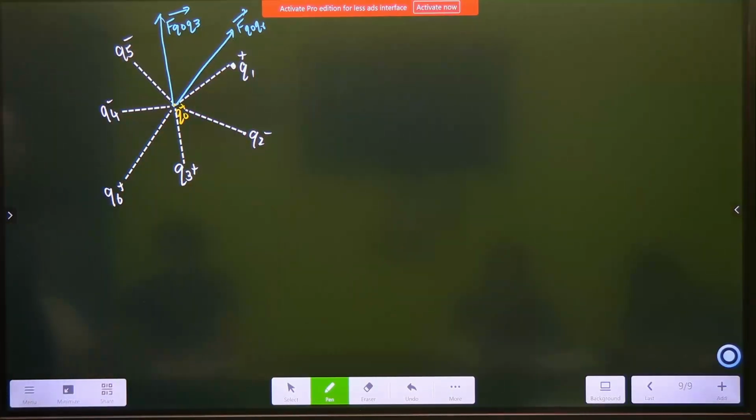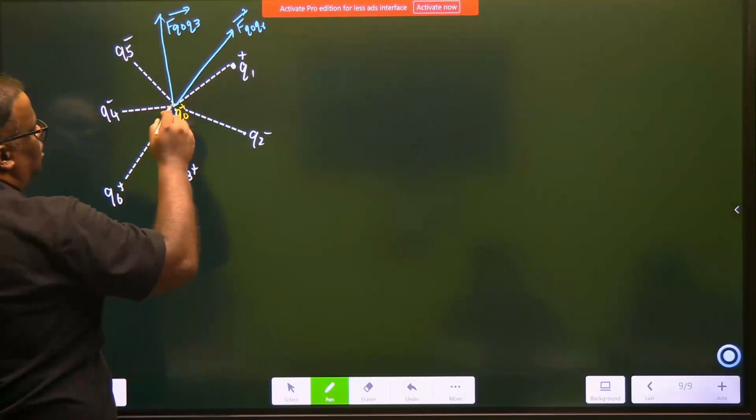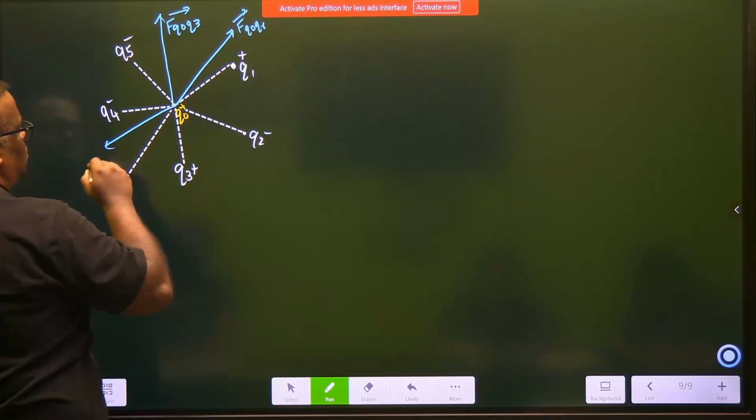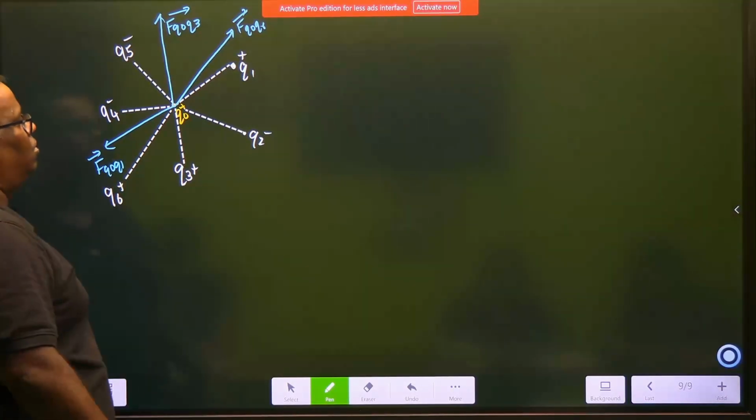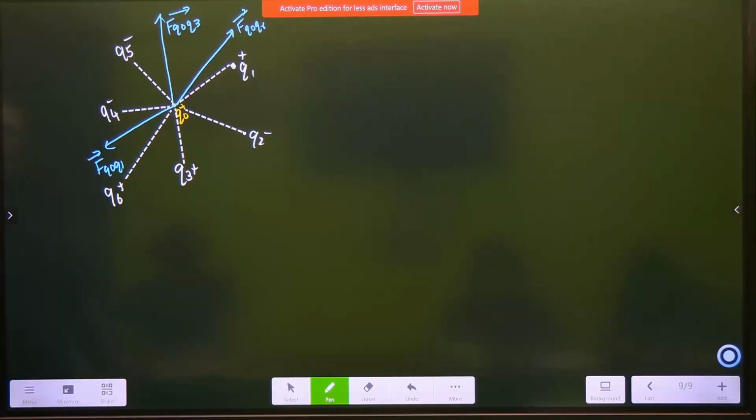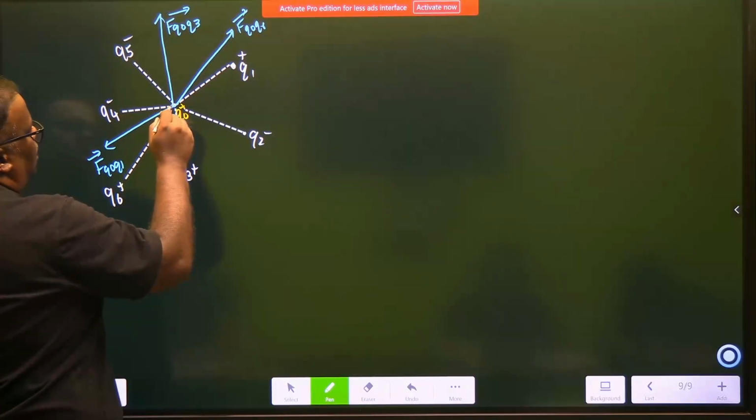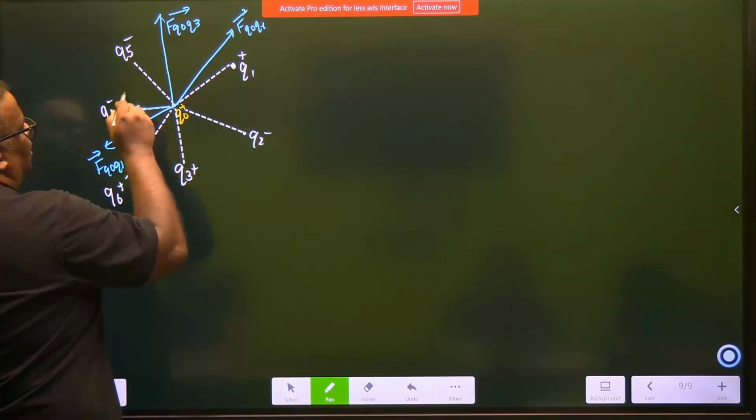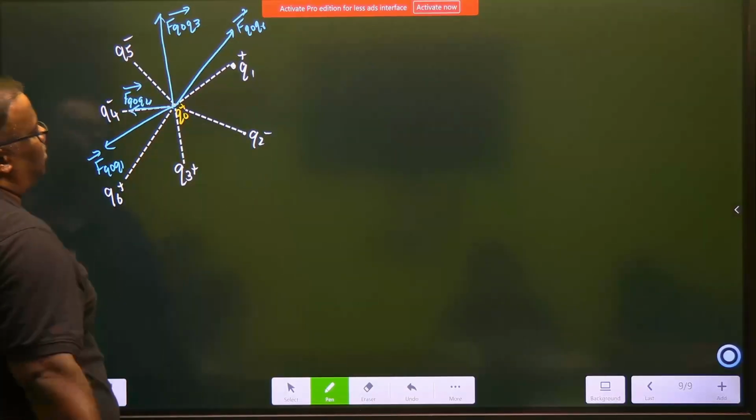Clear? Then let's look at Q1. Due to Q1, this will again repel. This will be F Q0 due to Q1. Fine, children. Then let's look at Q4. Due to Q4, which side will it actually come on? It will get attracted towards Q4. This is F Q0 due to Q4. This is what you did in the problem right now.